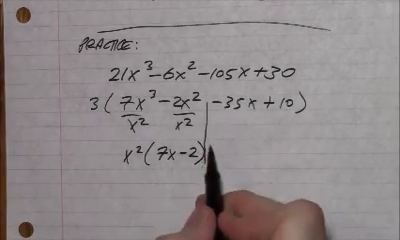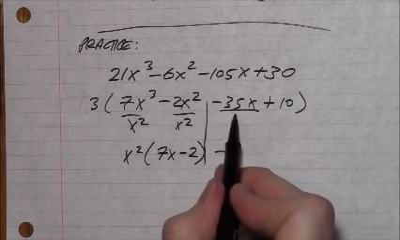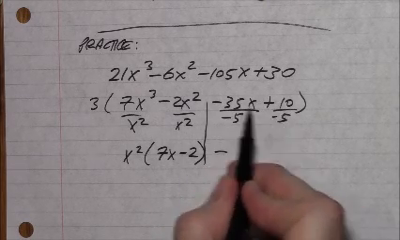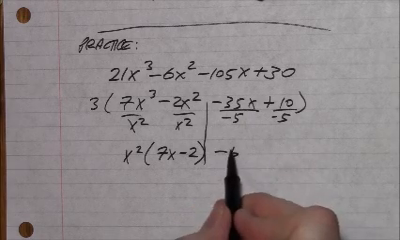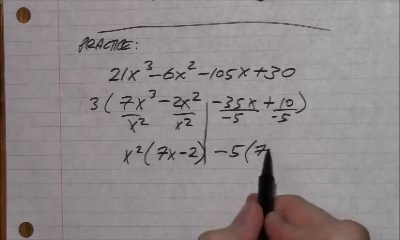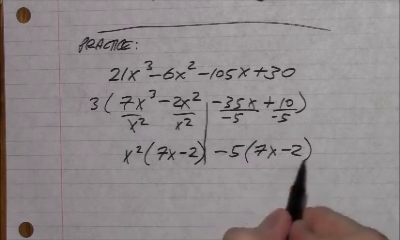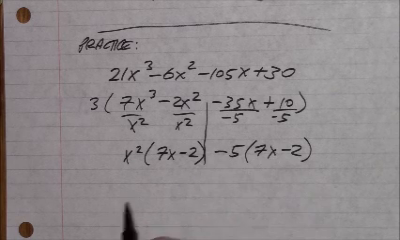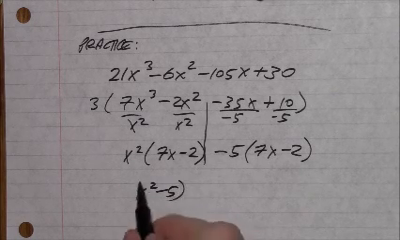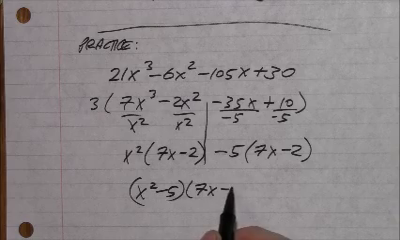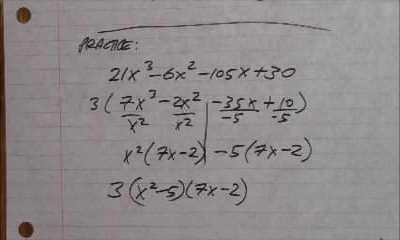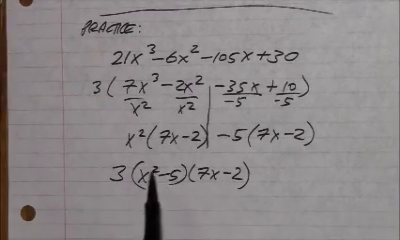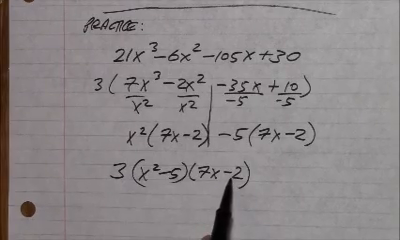Over here I'm going to have to make it a negative, and it looks like a negative 5 will work with both of those. So it's negative 5, this will give me a 7x, this will give me a negative 2, and they're the same. So I have x squared minus 5, and I have 7x minus 2, and then I put a 3 in front. And if you multiply this out, you will see that you will come back.